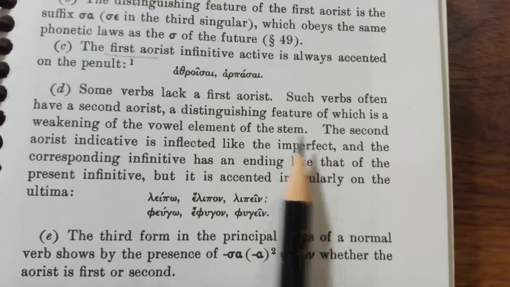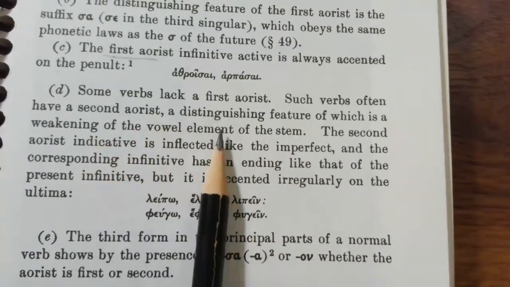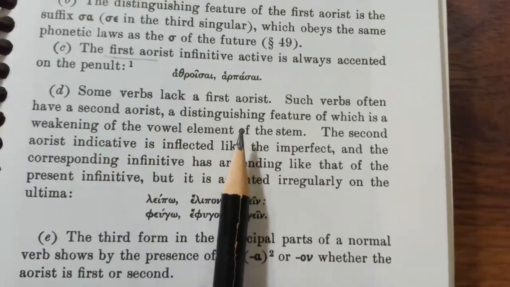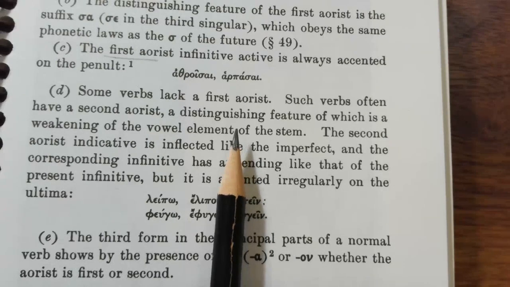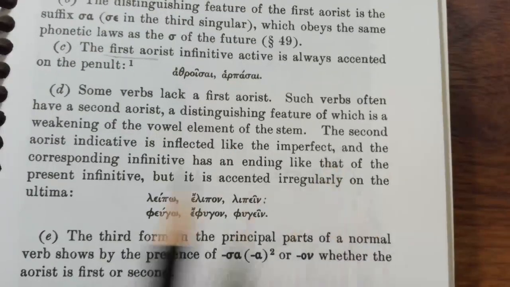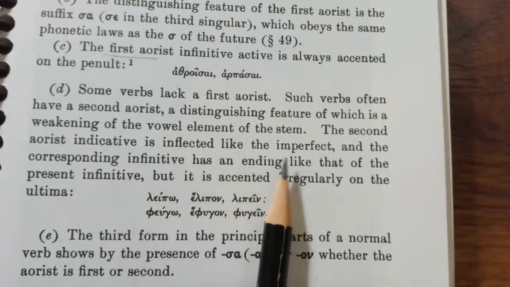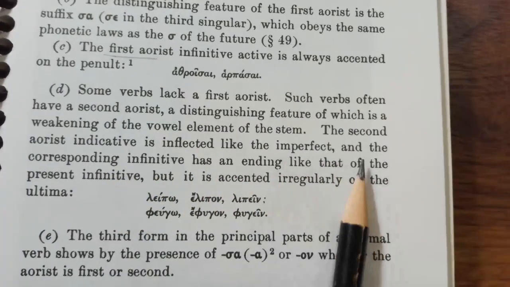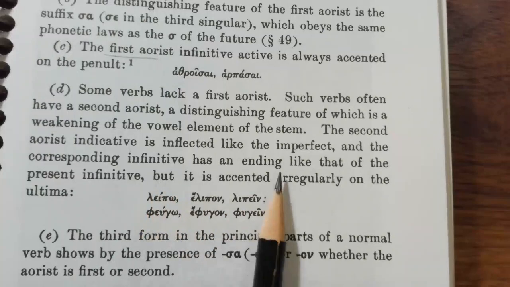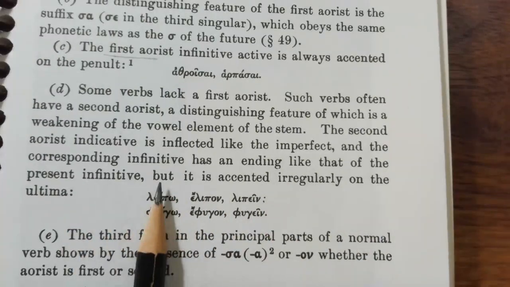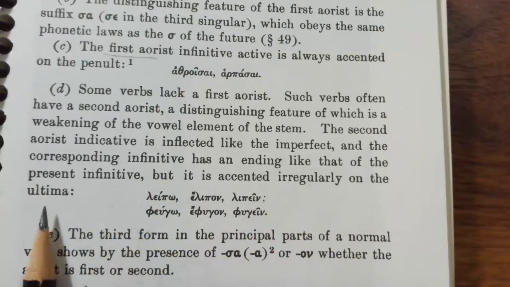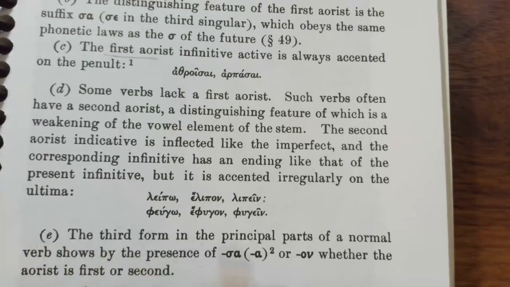Let's see here. If it's helpful to you to think of this as Crosby and Schaeffer think of it, you're welcome to do so. I think thinking of the second aorist as the root aorist, and the lengthening of that vowel for the present stem, is more useful. But you may do as you choose. All right, going on. The second aorist indicative is inflected like the imperfect. We talked about that. And the corresponding infinitive has an ending like that of the present infinitive, but it is accented irregularly on the ultima, or the last syllable.